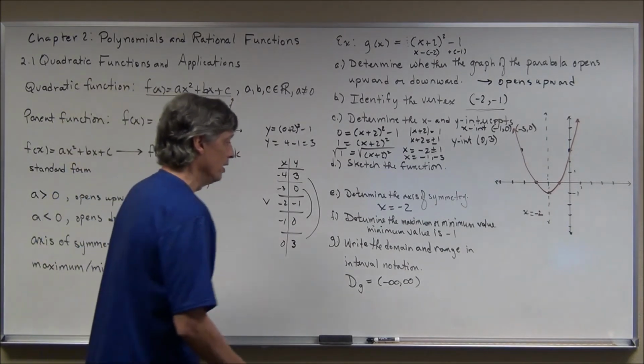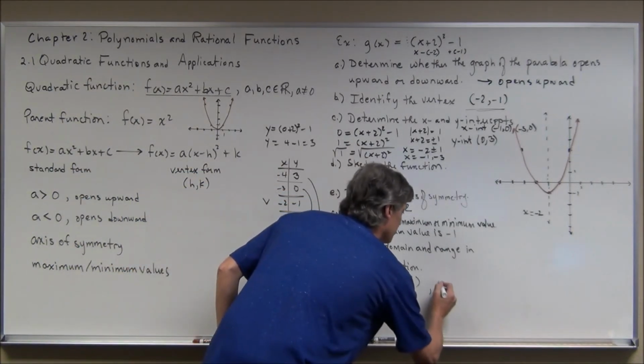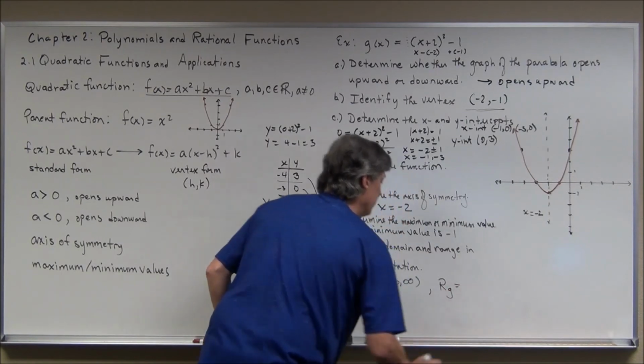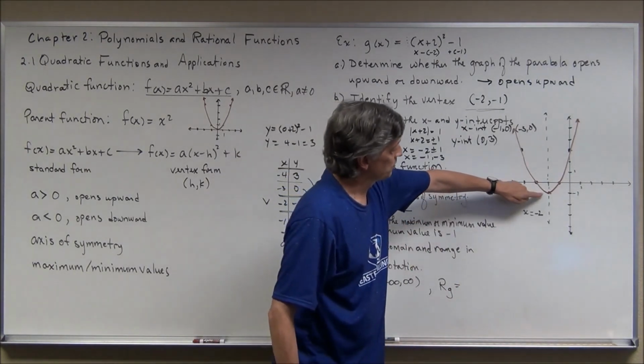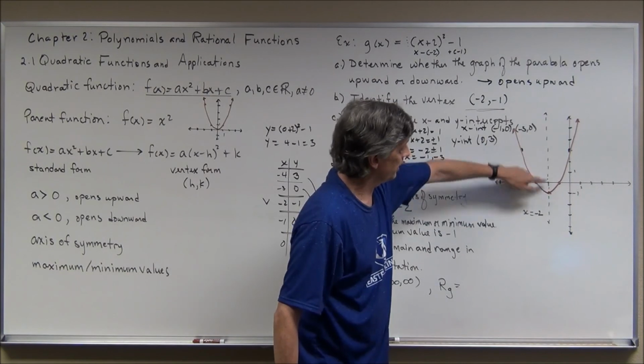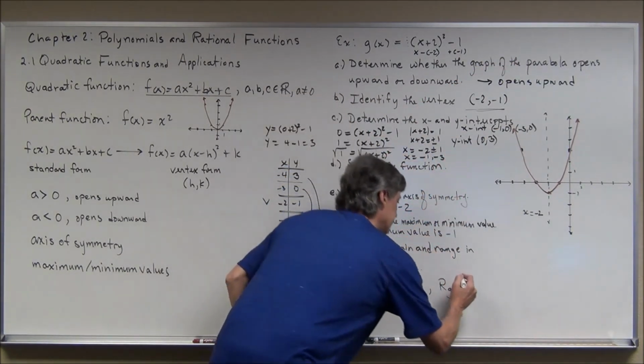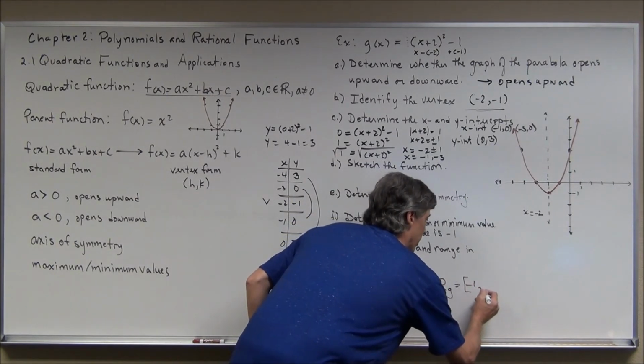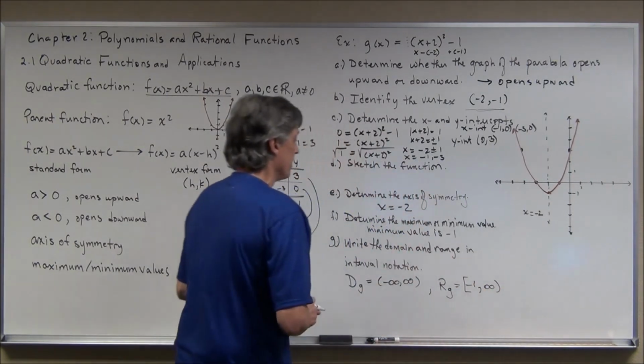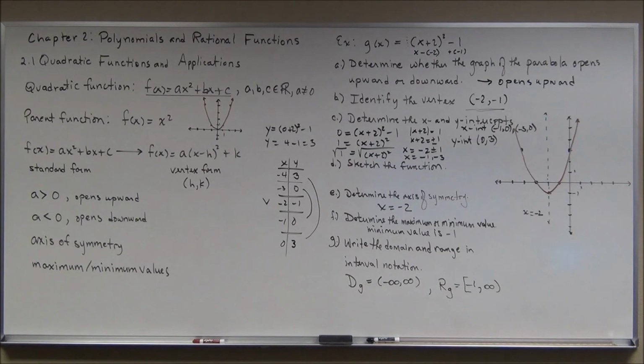Now the range, though, is not necessarily all real numbers. The range of g, well, remember we have a smallest y value at negative 1, and then it goes up. So it's everything from negative 1 on up, which I will write as negative 1, comma infinity. Notice that I put the bracket by the negative 1 because I want to include negative 1 as part of my range.